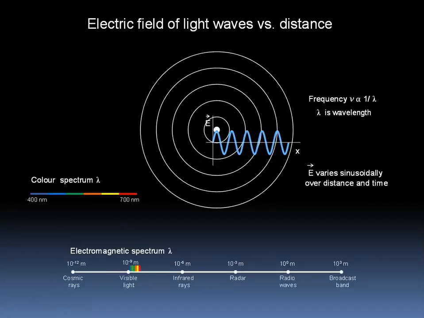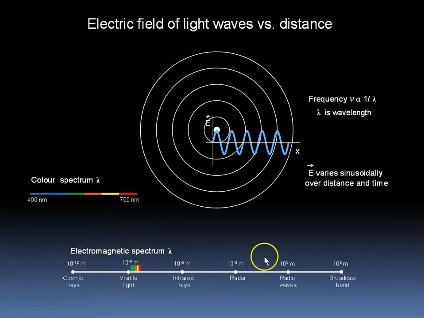The electric field of light waves varies with the distance from the point of origin in a sinusoidal manner. It also varies with time at any one point. Frequency, nu, is inversely proportional to the wavelength, 1 over lambda. The color spectrum of light varies from 400 nanometers to 700 nanometers in wavelength. That is the distance between each peak or each trough.